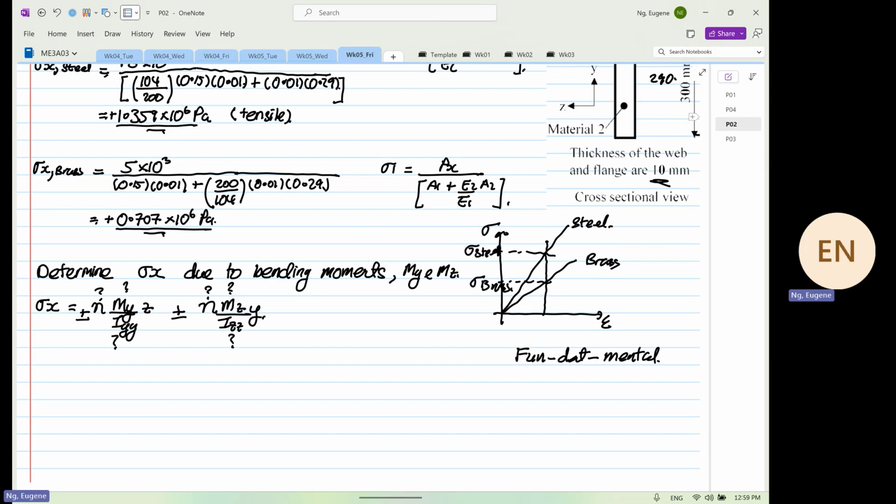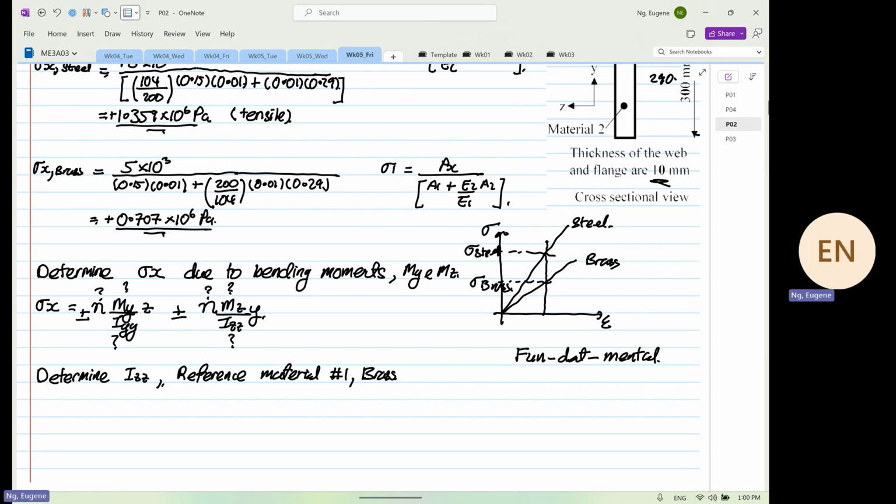So first we are going to determine our Izz. And I'm going to pick the reference material. Remember you guys talked about reference material? As our material number 1, which is going to be our brass. If you pick your reference material as steel, the answer should be the same. Are we clear?